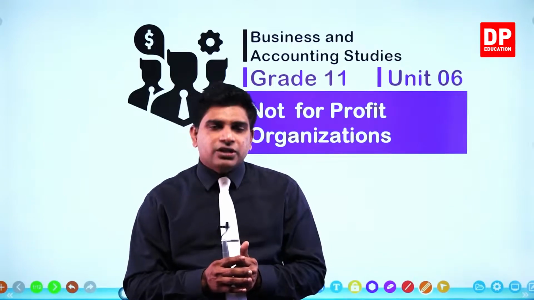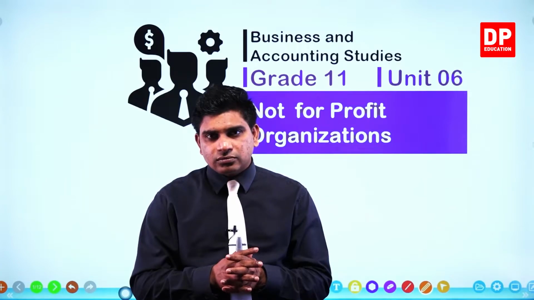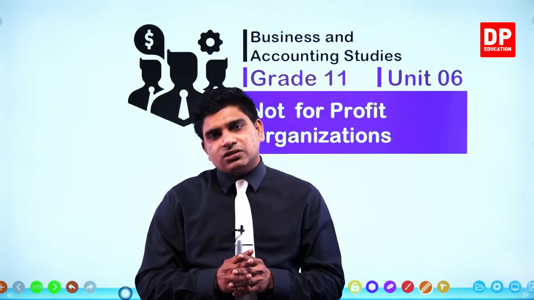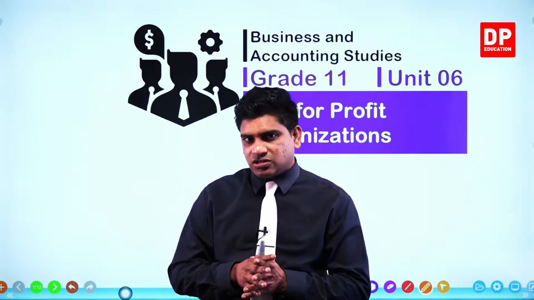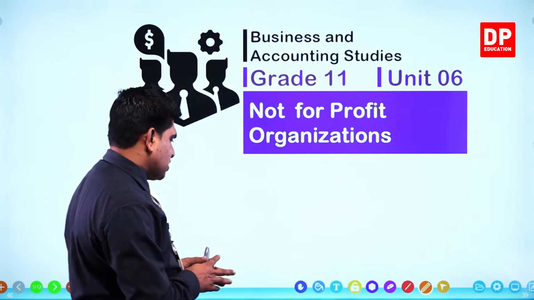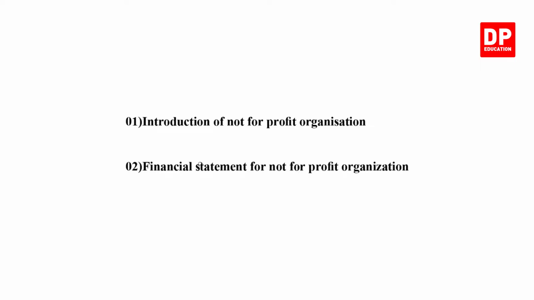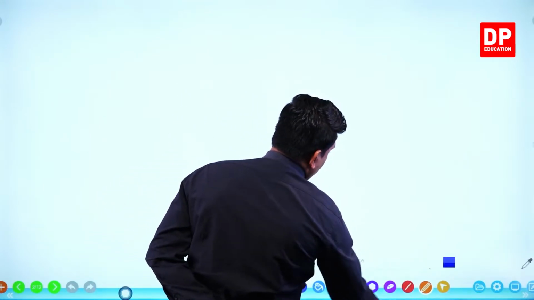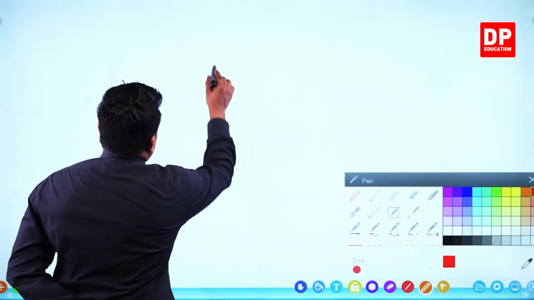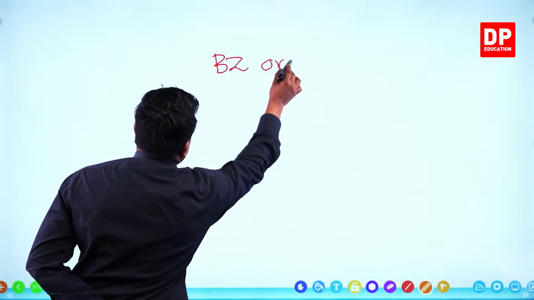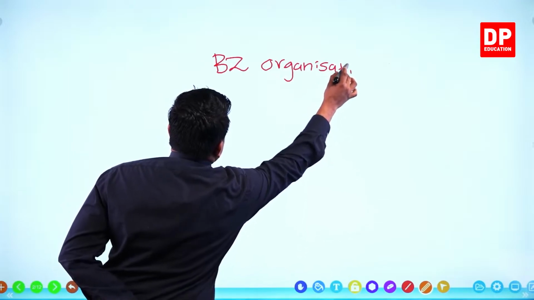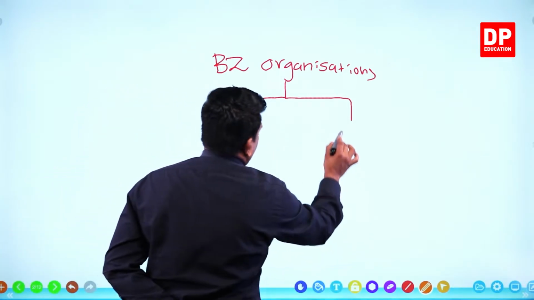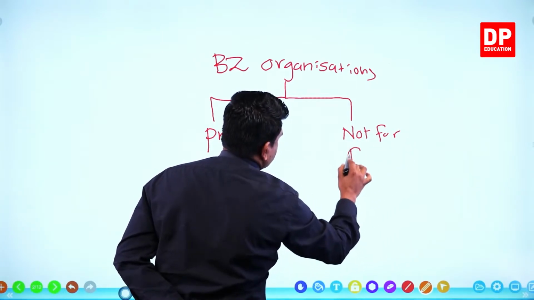All the business organizations in the world, we can classify according to their objectives. One is profit motive businesses. The other one is not for profit businesses. Under the profit motive businesses, we can give some examples. Sole proprietorship. Here, business organization, right? Two categories: profit motive businesses and what? Non-profit motive businesses, not for profit businesses.